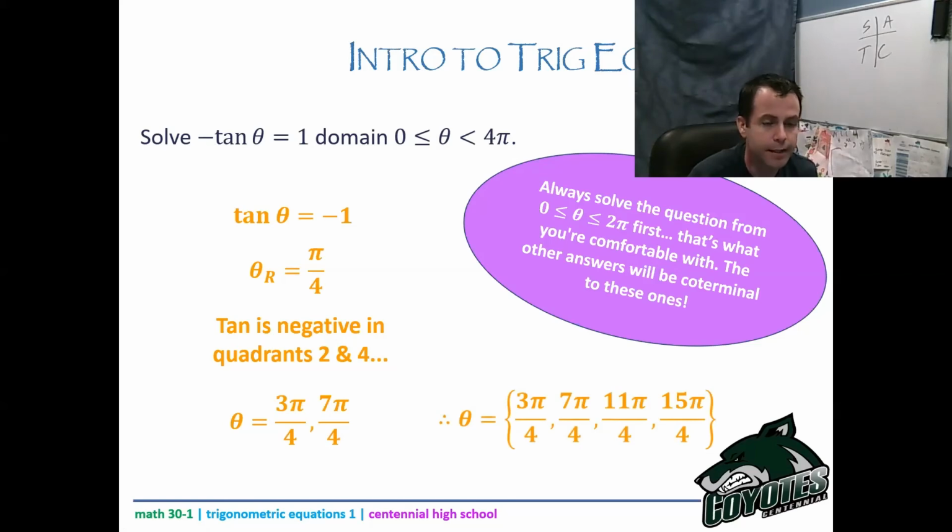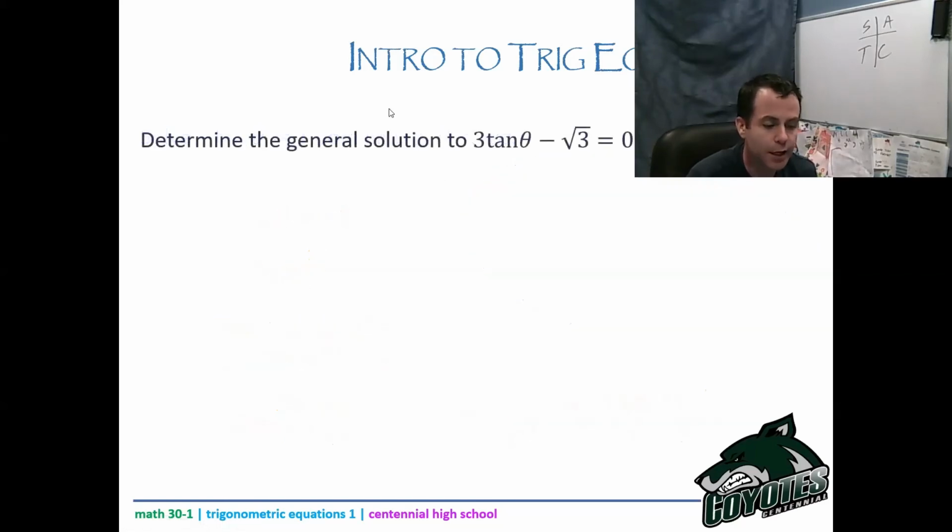Okay, all right, to determine the general solution to 3 tan theta minus root 3 equals 0. Again, I'm trying to get tan of theta by itself. I want to add root 3 to both sides. I'll divide both sides by 3, and that'll get tan of theta all by itself. And it gives me tan of theta is root 3 over 3. Now, that's on my unit circle. I have to figure out a reference angle. The reference angle is pi over 6.